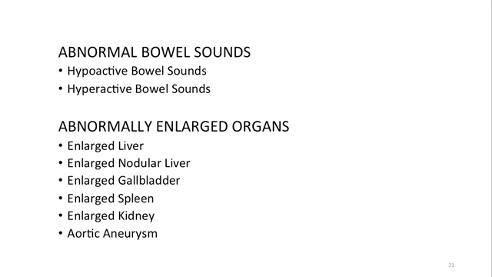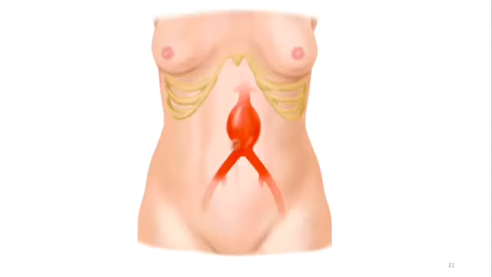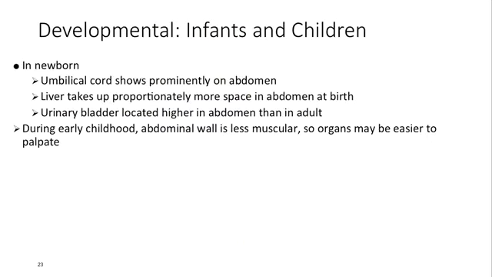Okay. So abnormal, hypo, and hyperactive. Sure, if your patients are not feeling well and they haven't eaten, or they've been very sick, they're probably going to have hyperactive bowel sounds. These are all the organs that can be enlarged. That's an example of an abdominal aortic aneurysm, what it looks like. It should be thin down the center.